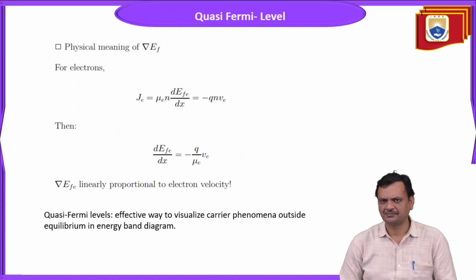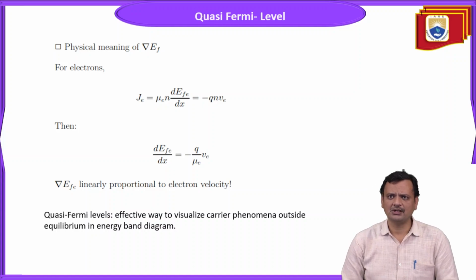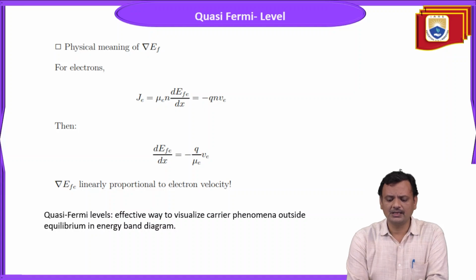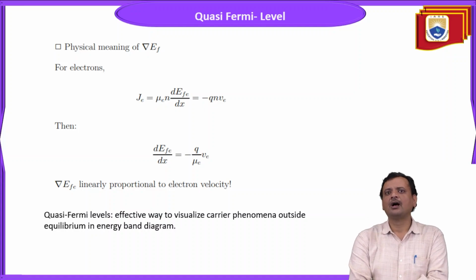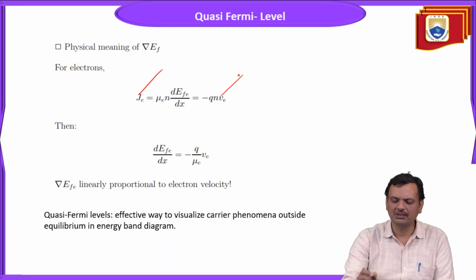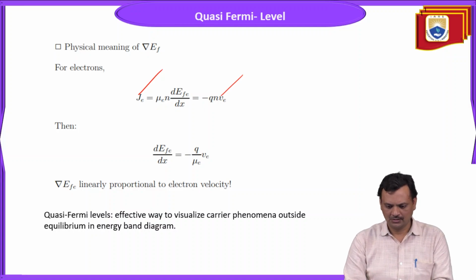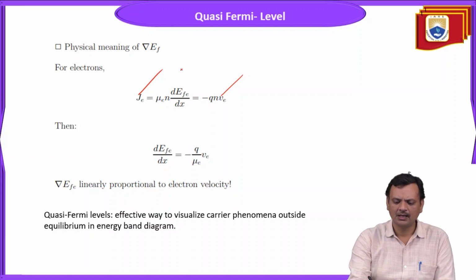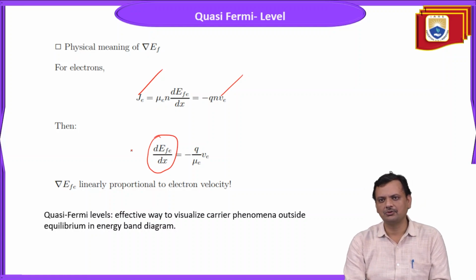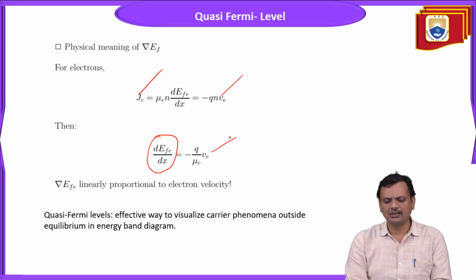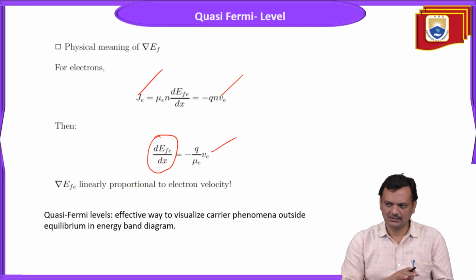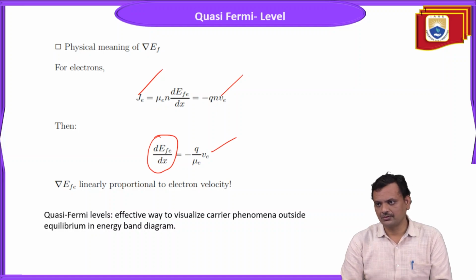So you can draw some more conclusions about these quasi Fermi level energy values. JE is equal to mu E multiplied by N dE upon dx, where this E is the energy value of the quasi Fermi energy level. dE upon dx is equal to minus q n multiplied by the velocity of the electron. Then this JE is equal to this much, which is a well-known expression. Once you equate the coefficients, you will get dE upon dx is equal to minus q upon mu E multiplied by V. So what is this? This is a kind of gradient, meaning something will change with respect to distance.